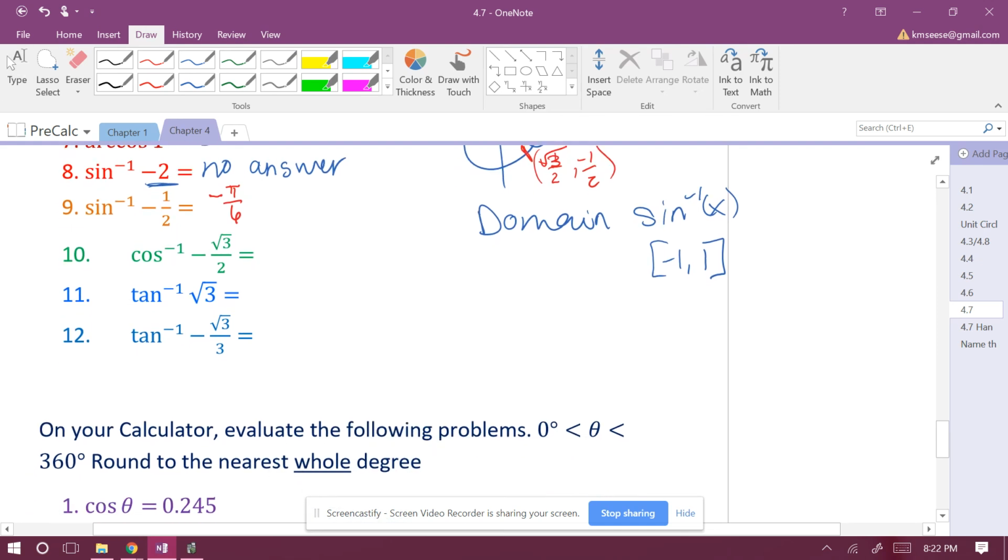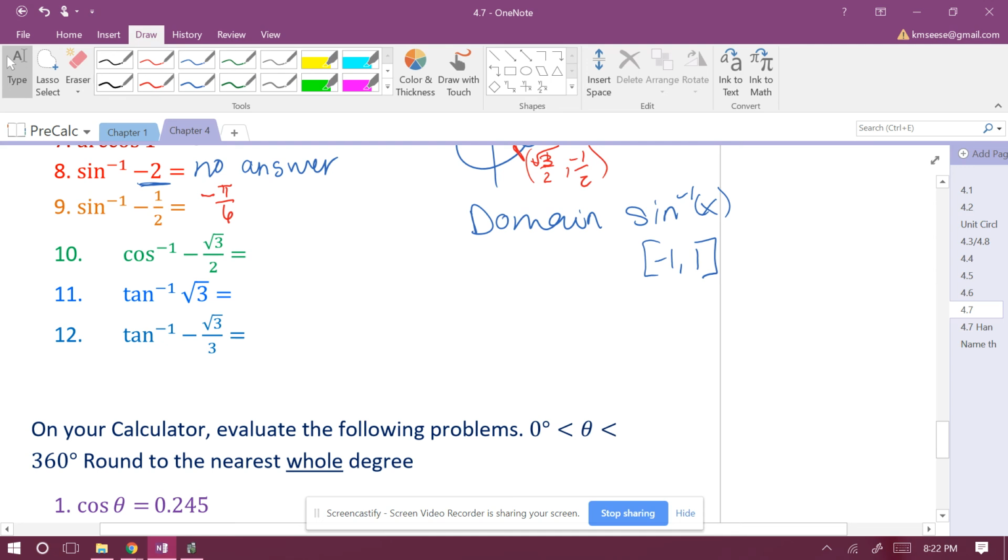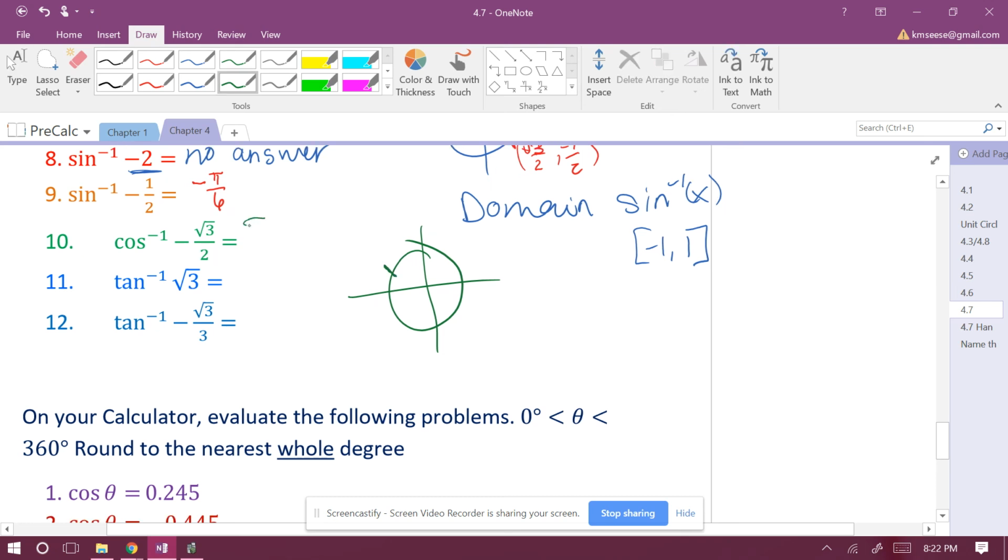All right, so keep going here. Cosine inverse of negative radical 3 over 2. Where in my unit circle is my x value, my cosine value, negative radical 3 over 2? That's going to be here at 5 pi over 6.